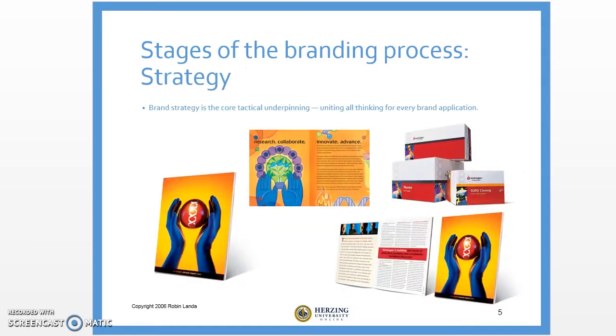Stages of the branding process. Number 1 would be strategy. Brand strategy is the core tactical underpinning, uniting all thinking for every brand application. As you can see here, various different types of materials are put together and thought about up front beforehand so that the end result is effective for the overall brand and their audience.